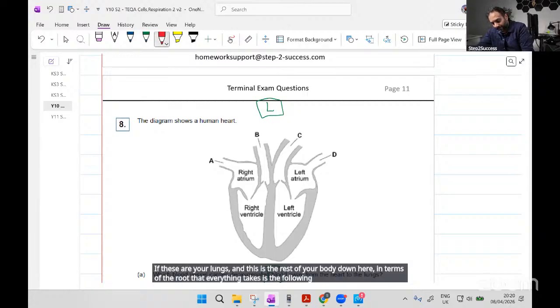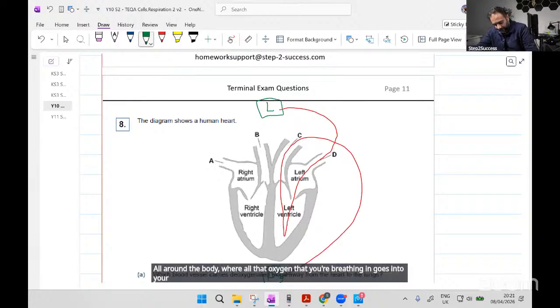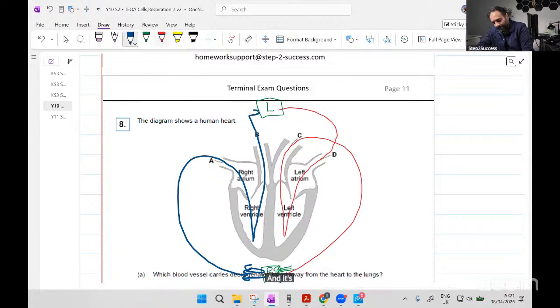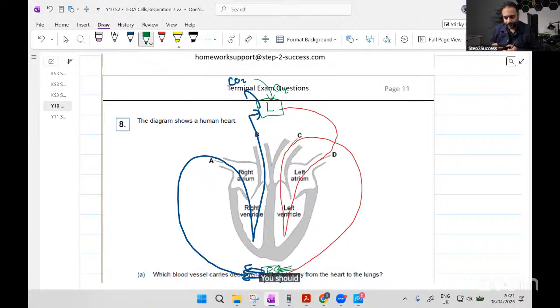You breathe in oxygen to your lungs. The blood flows into this side of the heart and then is pumped out all around the body, where all that oxygen that you breathed in goes into your cells for respiration. Those cells then give out carbon dioxide because that's a waste product from respiration, and your blood brings that carbon dioxide back to the other side of the heart and it's pumped back to your lungs, where you then breathe out the CO2 and then breathe in more oxygen, and the whole thing starts again. It's a very simplified circulatory system. You should know this much.